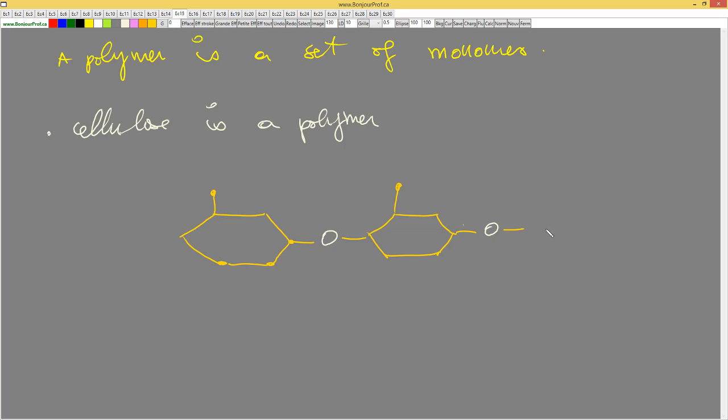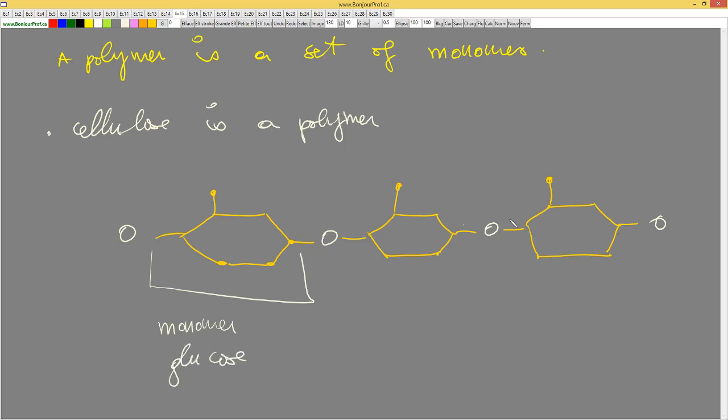I'm going to put another glucose like this one here, and this one here, and so on, and it continues on the other side. Okay. So the glucose here is the monomer, the one that is repeating itself. In this case, for the cellulose, the monomer is glucose. And the polymer is the cellulose. The sugar is a big molecule. The cellulose is a big sugar.